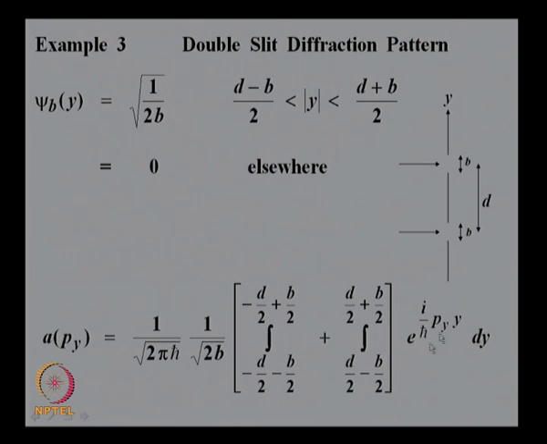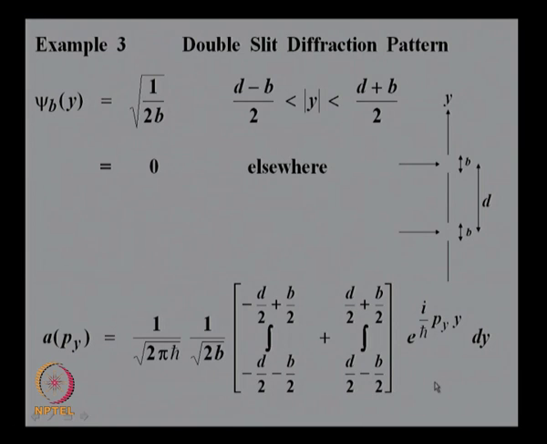Then we consider the double slit diffraction pattern. Each slit is of width b, and the distance between the center of one slit and the center of the other is d. So, I assume psi of y is equal to 1 over root 2b in this region and in this region. The corresponding momentum distribution function will be the Fourier transform of this. So, 1 over root 2b I take outside, and the integration is from minus d by 2 minus b by 2 to minus d by 2 plus b by 2, and then from here to here.